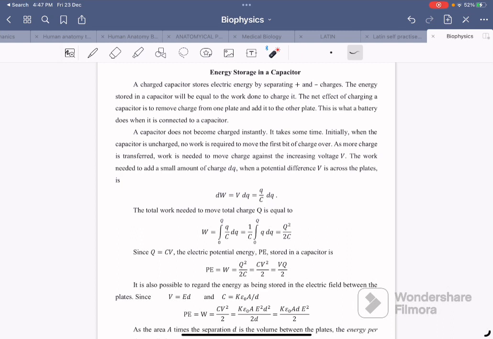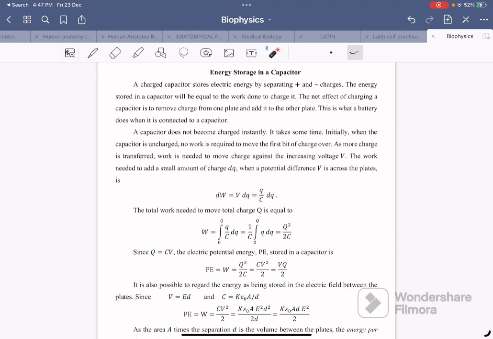So the energy stored in a capacitor will be equal to the work done to charge it. We can connect the capacitor with a battery and apply electrons or charge, so that it can charge up. All right, that's what it says.